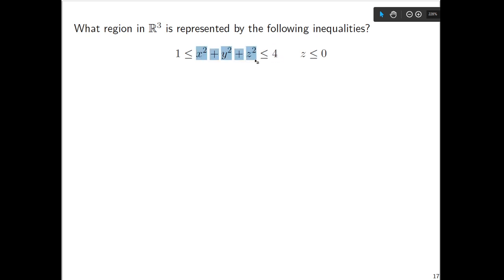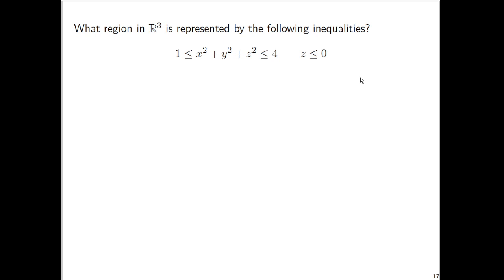Sorry, it's the distance squared, right? So that's why, even though there's a 4 there on the other side of the double inequality, I'm saying the distance has to be between 1 and 2. We're talking here then about all points in three-dimensional space where the straight line distance away from the origin must be between 1 and 2. And in addition, the z-coordinate must be less than or equal to 0. So we're not allowing the z-coordinate to be positive.